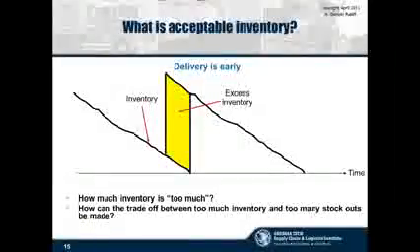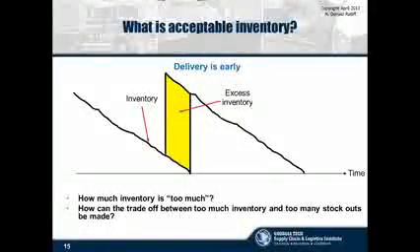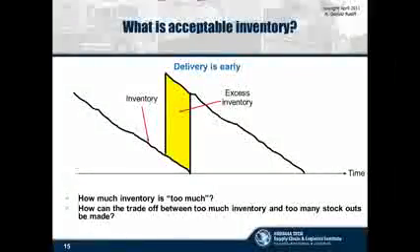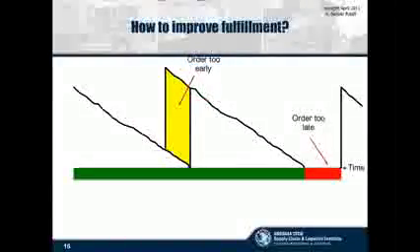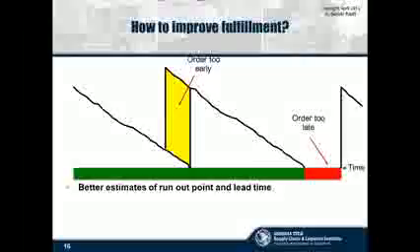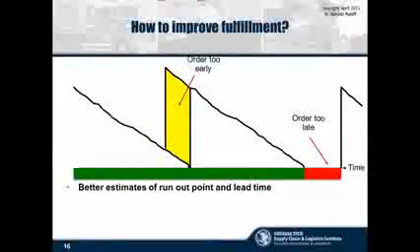And how can you make this trade-off between inventory and stockouts? Not always, but generally, if I have more inventory, I can have fewer stockouts. So how can I make this trade-off? If we want to improve fulfillment, one thing we could do is to be able to estimate better the run-out point and the lead time. The better I am at doing that, the more likely I am not to have orders too late, and the more likely I am not to have orders too early.